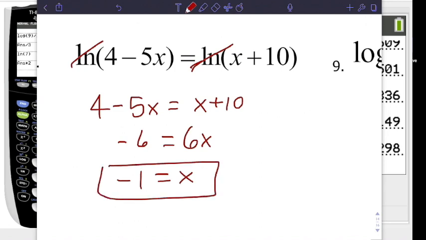Now watch out, that might not work if we plug it back in. Let's double check. Negative 1 times negative 5 will be positive 5. 4 plus 5 should be 9, so that works out. And then also, oh yeah, look here. Negative 1 plus 10 is also positive 9. So both of those work out, so we're good to go.